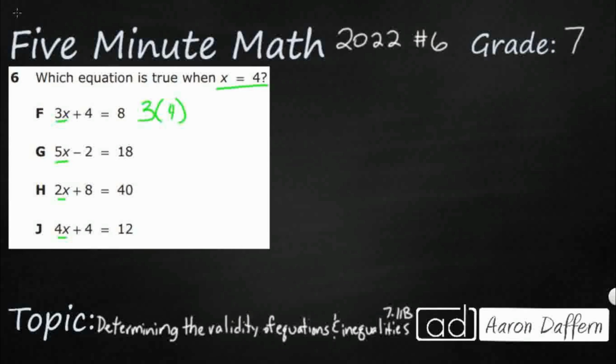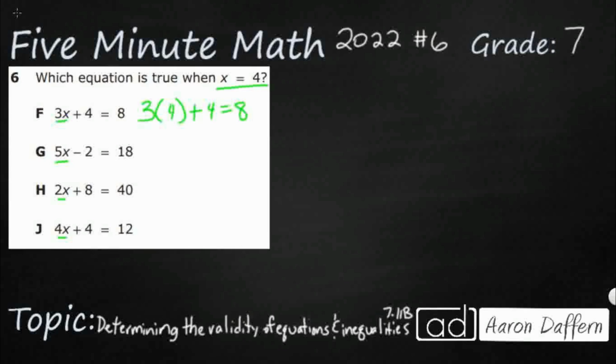I can also represent it here with the 3 next to a parentheses. There's no operation shown, so when there's no operation shown, you need to assume it is multiplication. Now obviously if I took the parentheses away, it'd be 34. We don't want that. So 3 times 4 plus 4 equals 8.